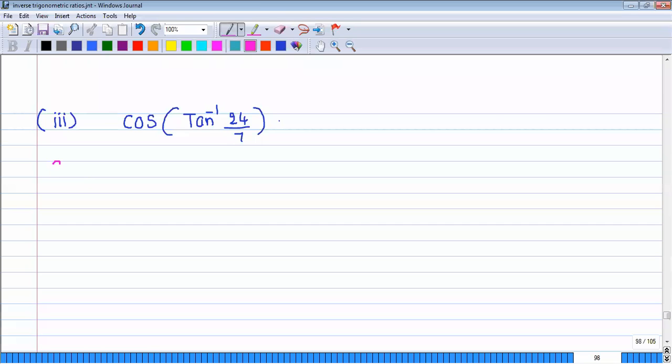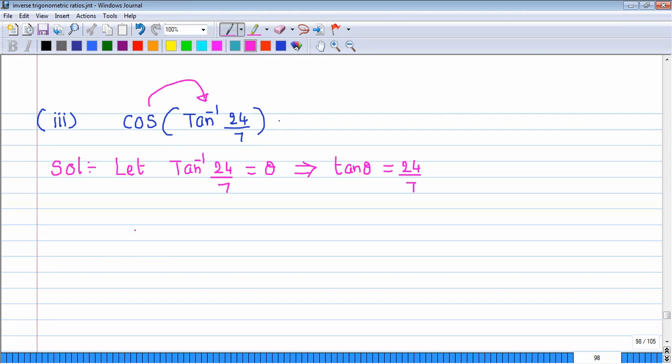Let us say tan inverse 24 by 7 is equal to theta. So cos of tan inverse 24 by 7 is cos theta, where tan theta is equal to 24 by 7. In the place of this, cos theta is what we need to find out.